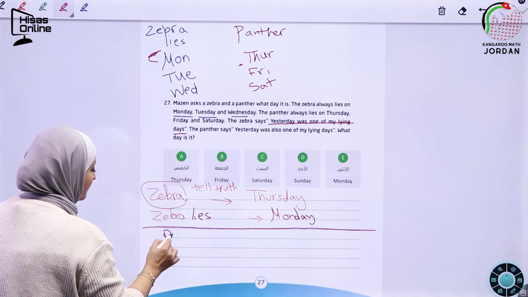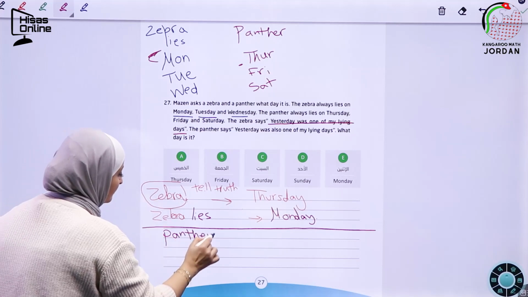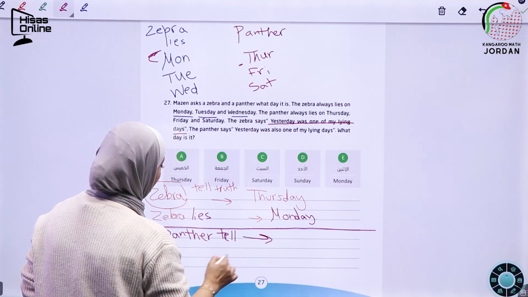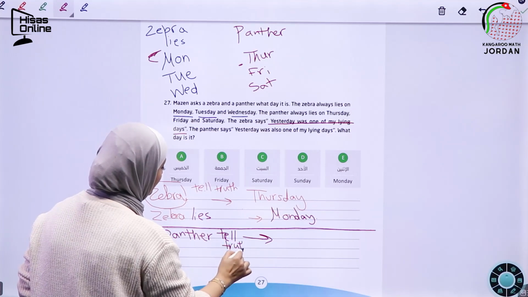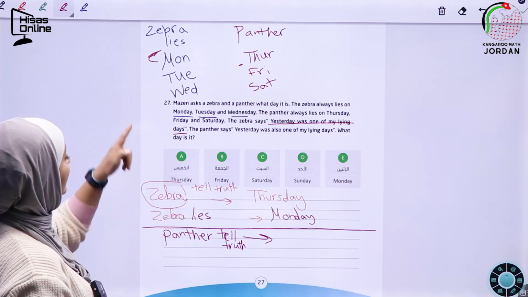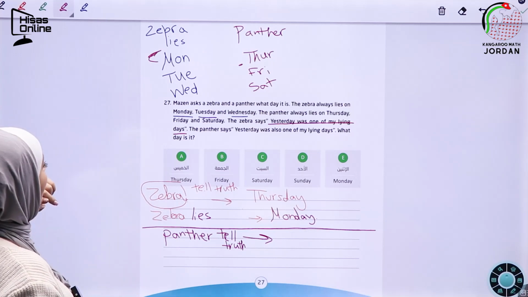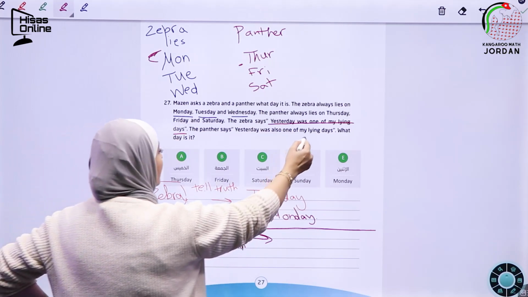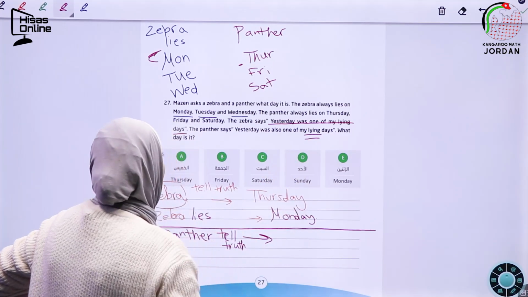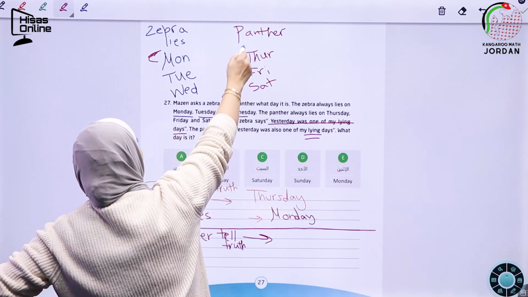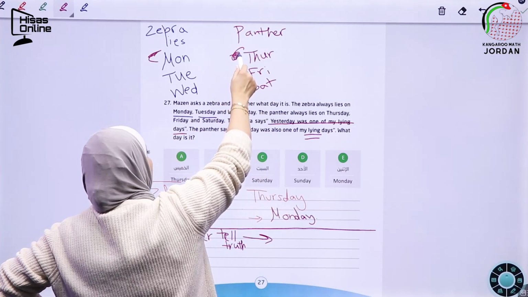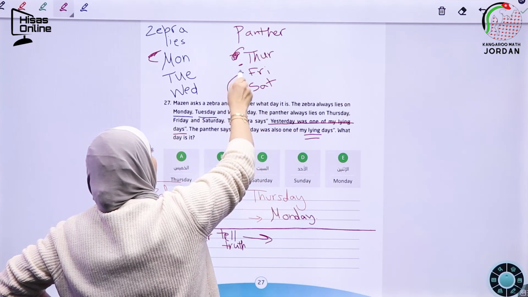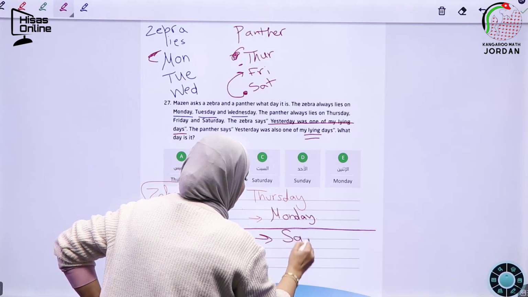Let's see the panther. If the panther tells the truth first, and he said that yesterday was one of my lying days, then it's Saturday, because yesterday is a Friday, so it's Saturday here.